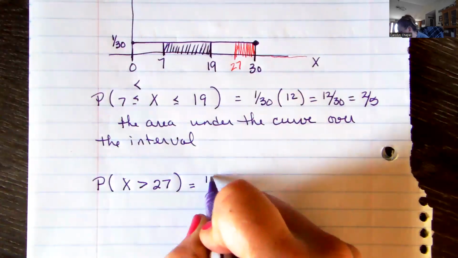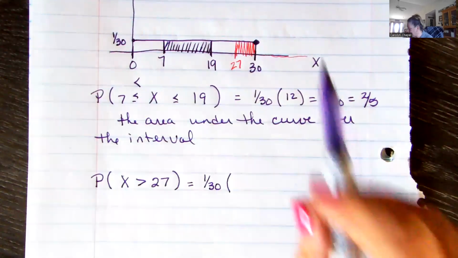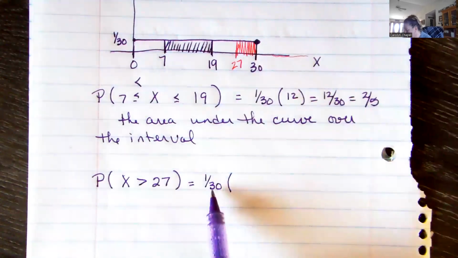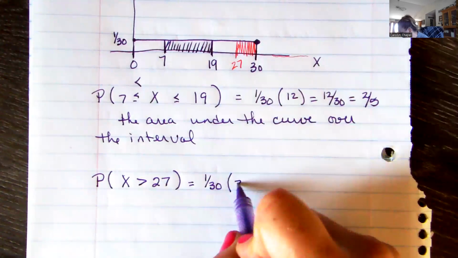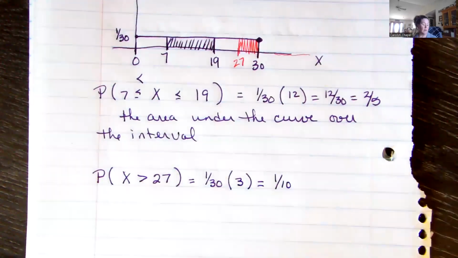So again, to find that probability, it's the area of that little rectangle. So the height times our base. And I'm going to reduce right away. So we get 1/10.